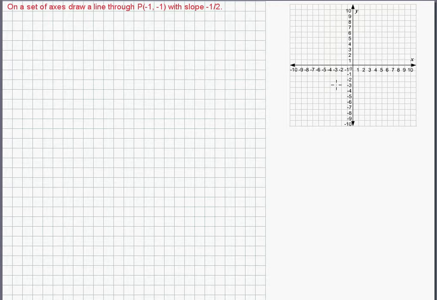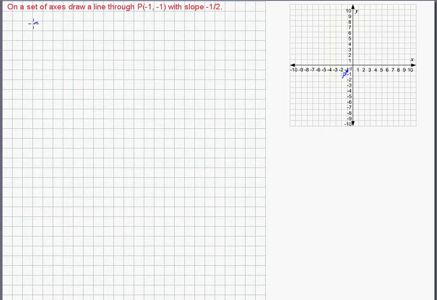To do this, we first put our point on the axis, which is at (-1, -1), which is right here. There's P. And now what we need to do is find out the slope of the line. We know what it is. What we want to do is find a second point on this line using the slope.